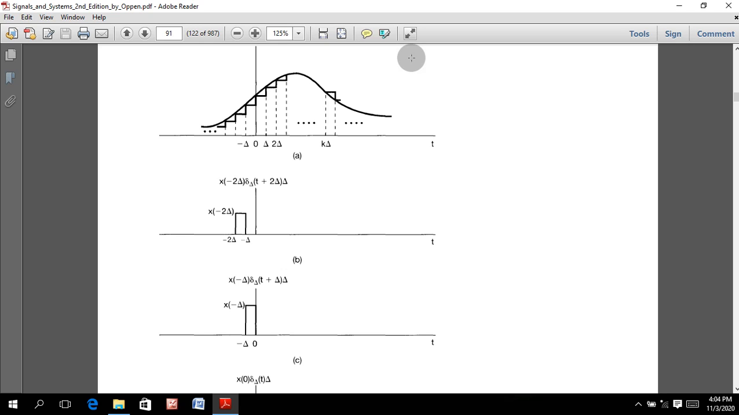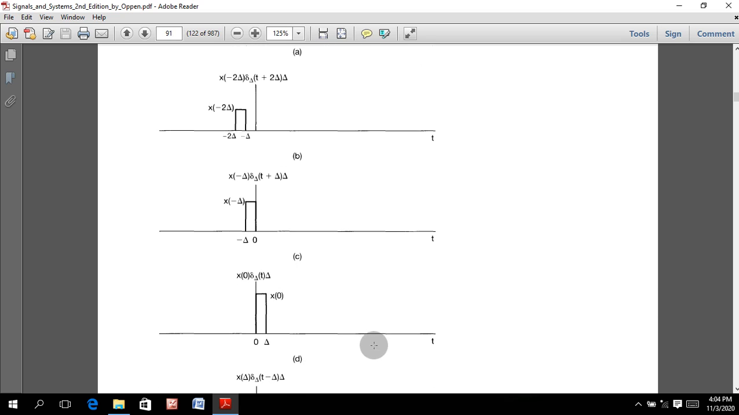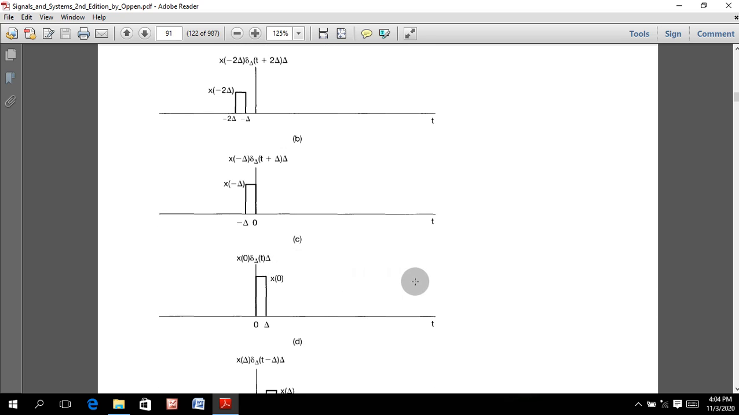This picture is showing that same thing: this is the input, a continuous time signal. We decompose this signal into different pieces.